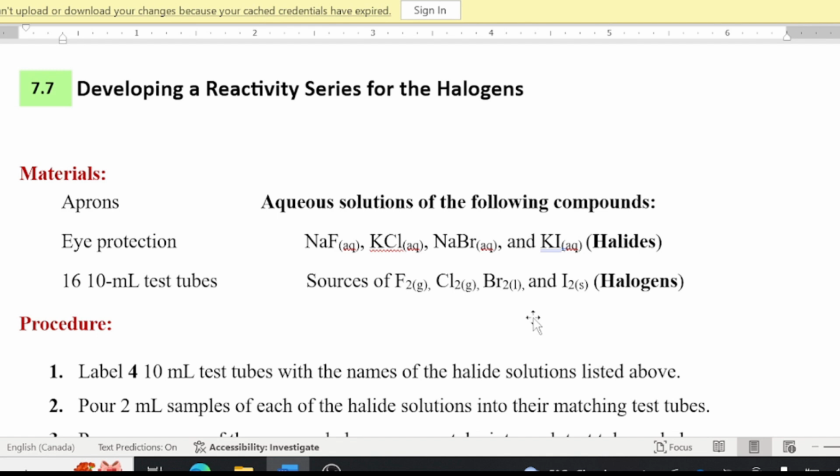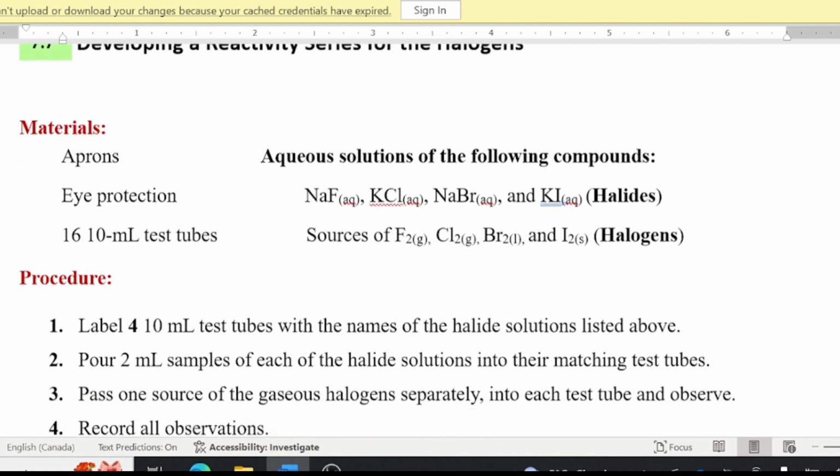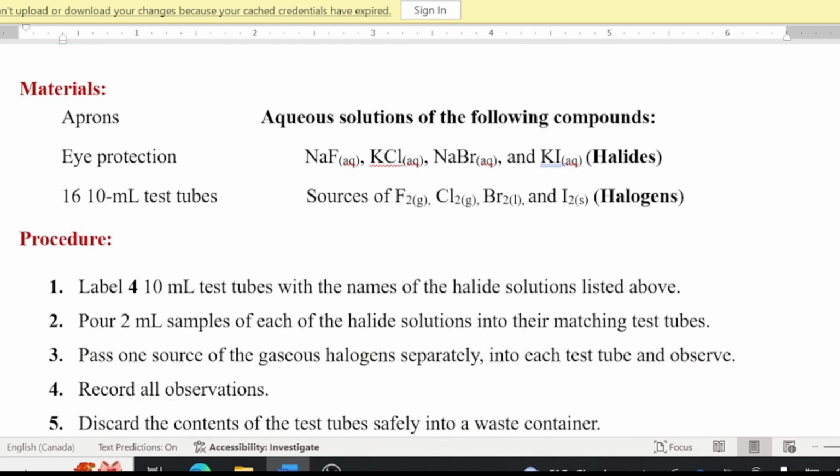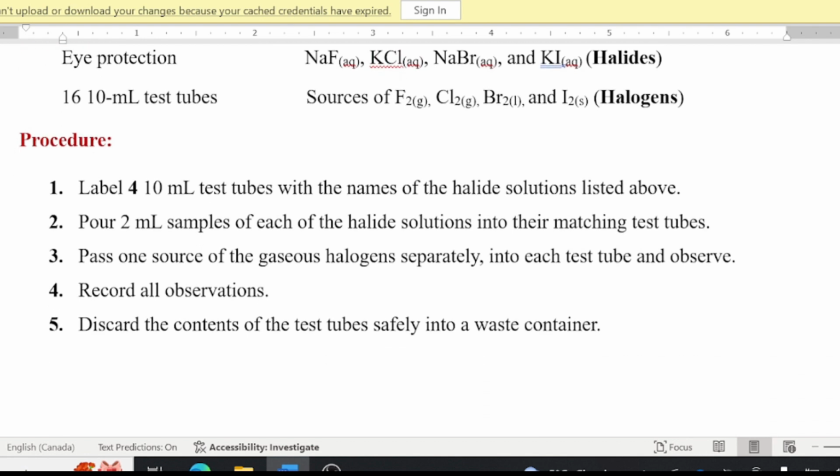Just like how we did it last time, right? You're going to get solutions of these, and in each of these, you'll pass these gases inside. And you look to see where a change takes place. Okay? So that's what we have there. You have 4 of these with the halides inside. And you take 2 milliliter samples of each. Okay, label the test tubes, and put each of these inside the respective test tube that has their name. And you bubble now these gases separately into each of them.